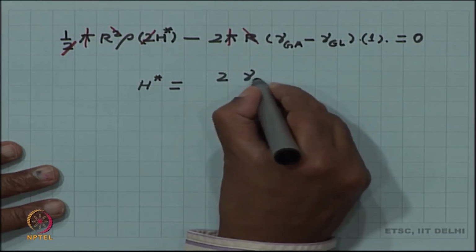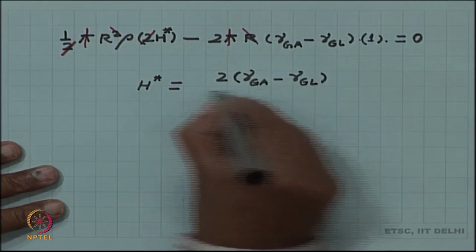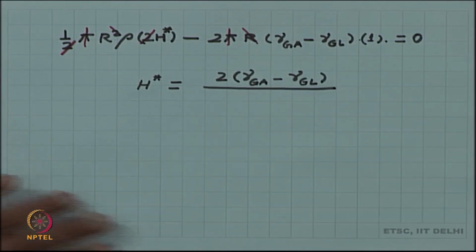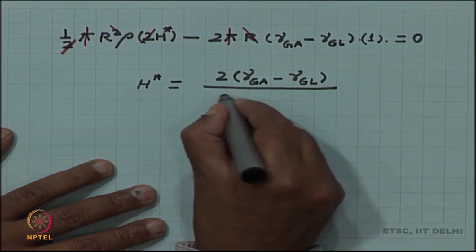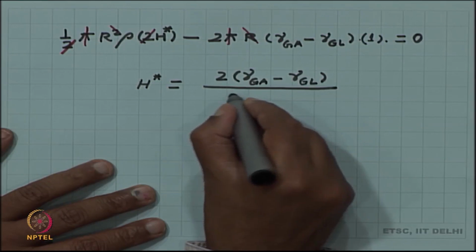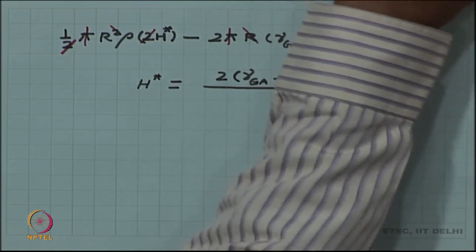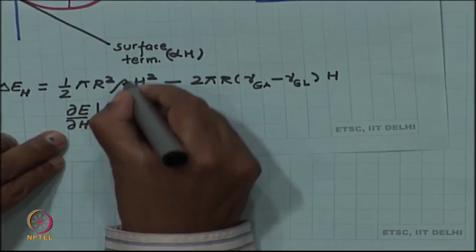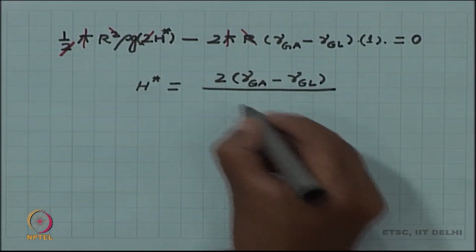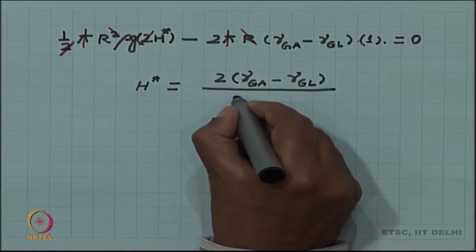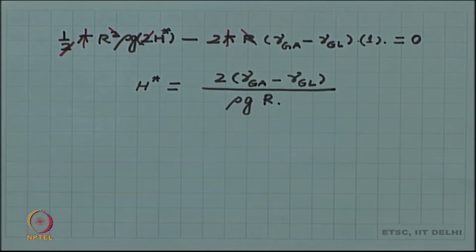as 2 gamma Ga minus gamma Gl divided by, I missed the g term here, there was a g term here, rho g r.